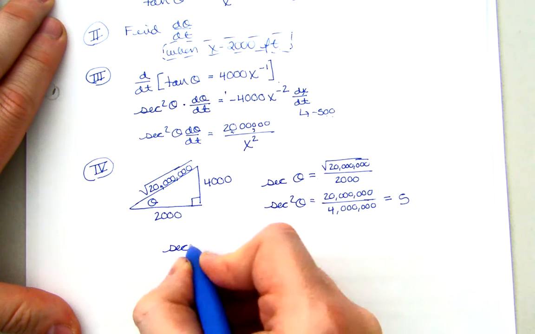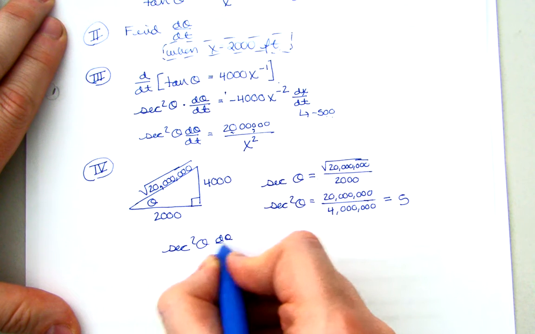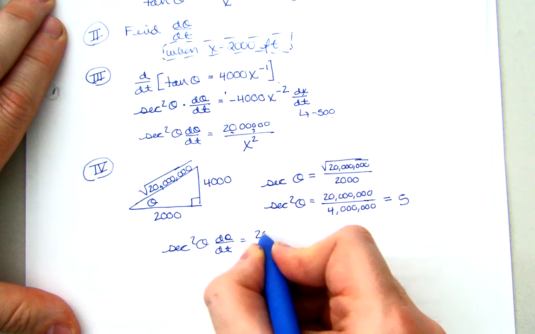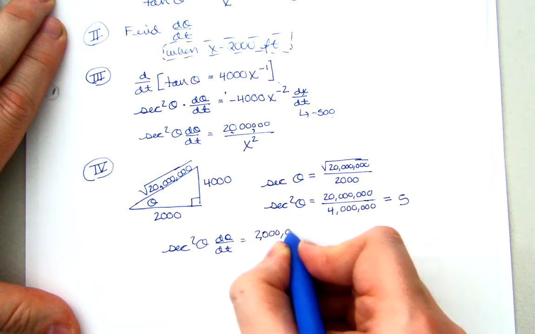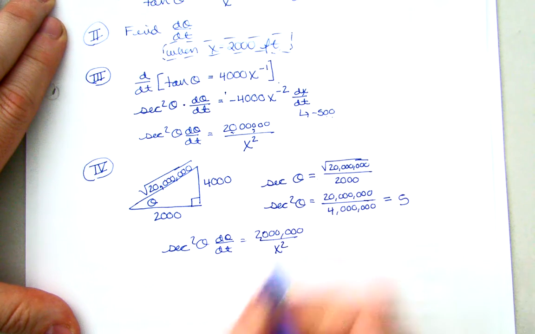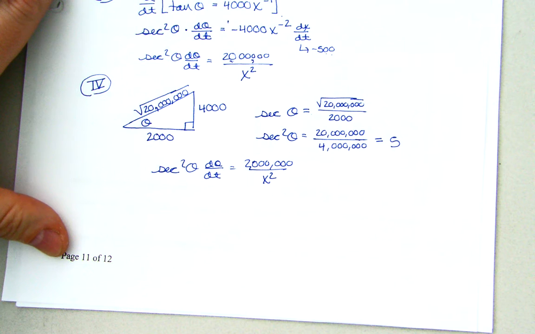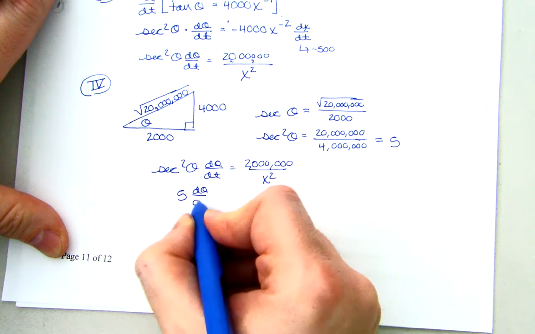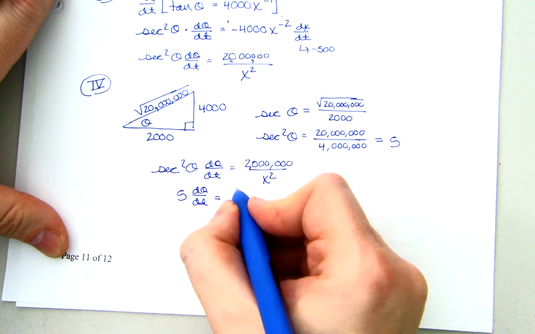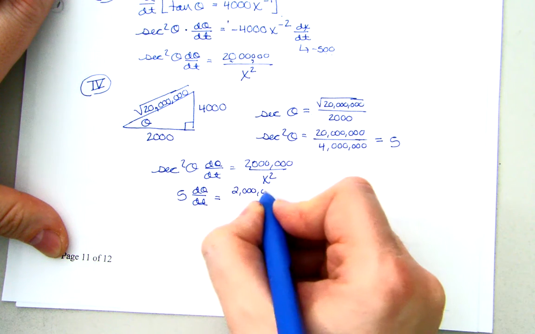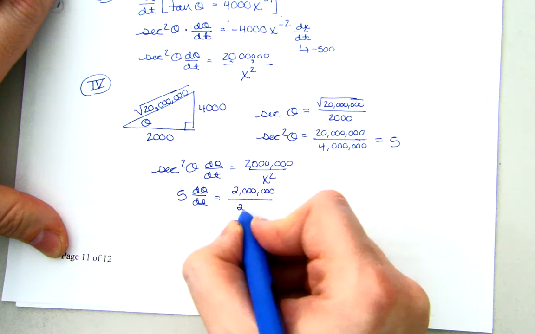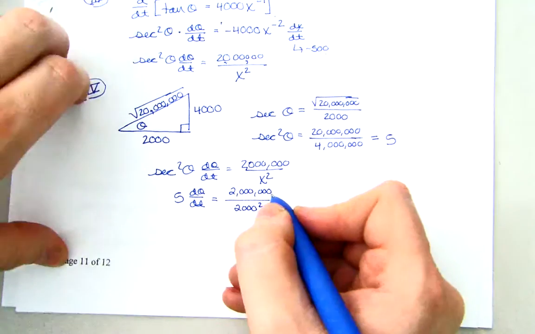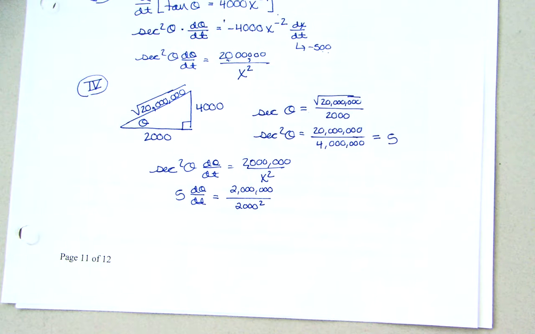Let me just rewrite that problem over here. I had secant squared of theta, d theta dt, equals 2 million over x squared. I know secant squared of theta is 5, so I'm going to say 5 d theta dt. I know that x is 2,000, so I'm going to say 2 million over 2,000 squared. They're big numbers, but whatever. Go work with them. Use the calculator if you need to.